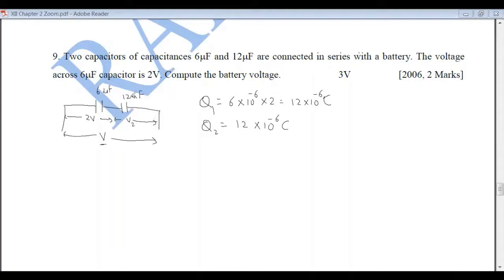Now capacitance C2 is given and Q2 is given, so you can find V2. V2 is equal to Q2 upon C2. Q2 here is 12 into 10 raised to the power minus 6 coulomb, and C2 here is 12 into 10 raised to the power minus 6 farad. So V2 here is equal to 1 volt. Now the total battery voltage will be equal to V1 plus V2. V1 here is 2 volt and V2 here is 1 volt. So the answer is 3 volt. So the total battery voltage is 3 volts.